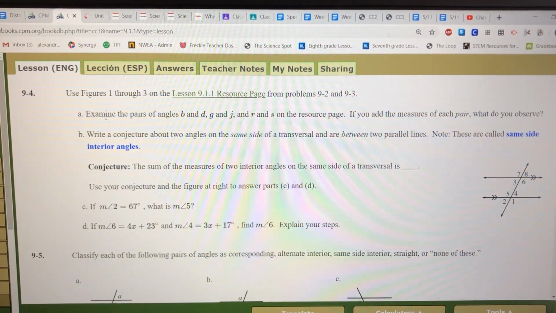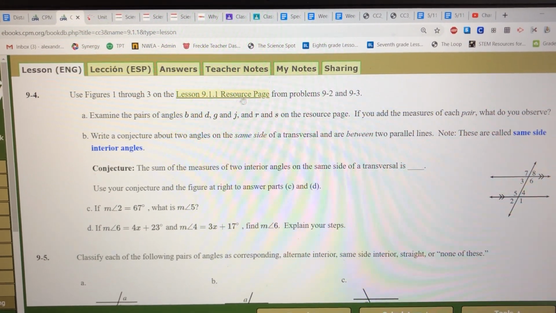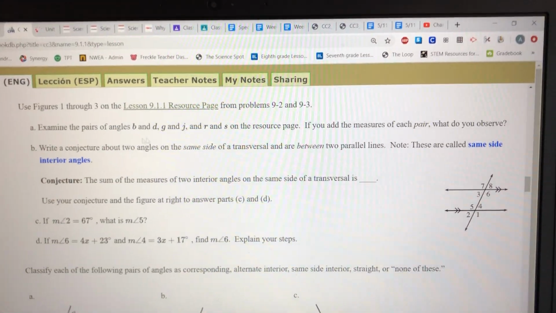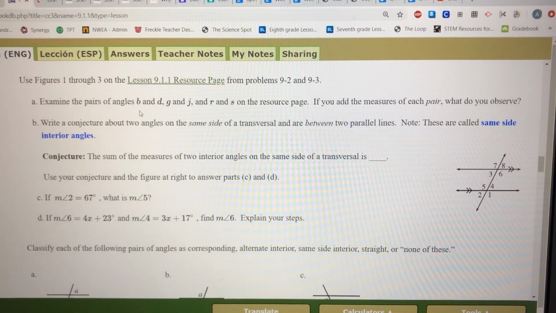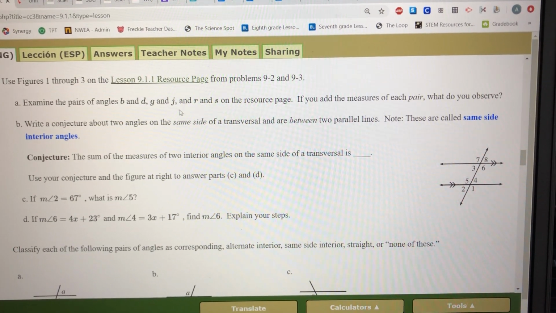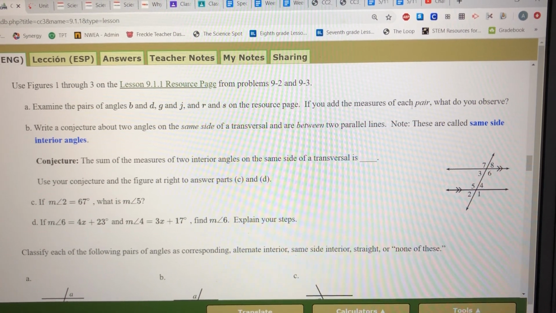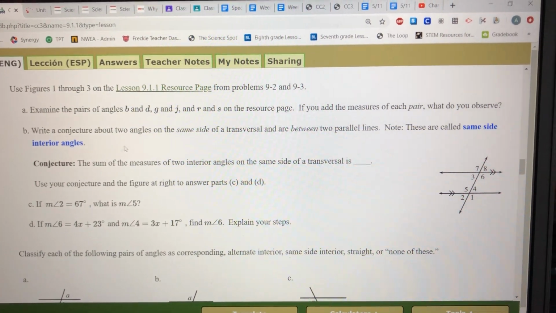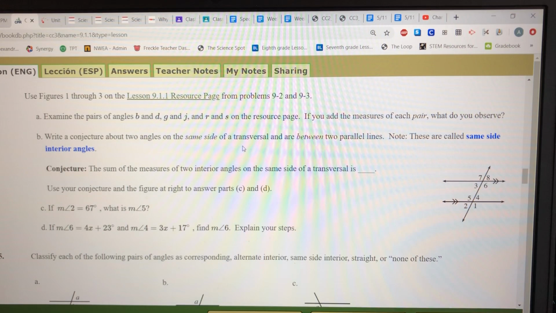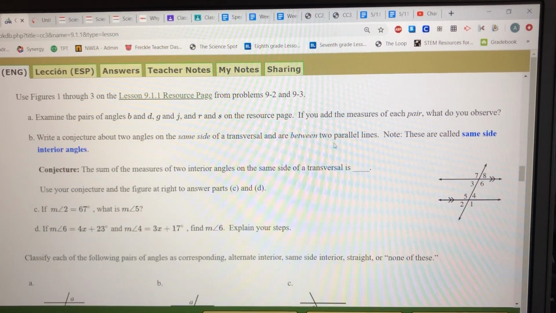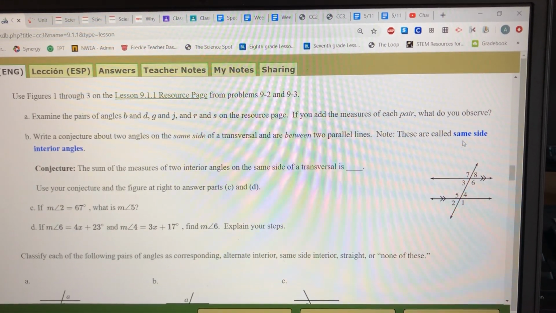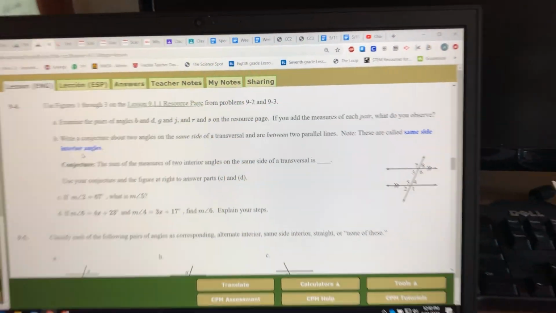Okay, so 9-4, the last problem. Use figures 1 through 3 on the resource page from the last problems. So it says, A, examine the pairs of angles B and D, G and J, R and S. If you add the measures of each pair, what do you observe? Write a conjecture about the two angles on the same side of a transversal and between two parallel lines. These are called same side interior angles. So let's look at those.